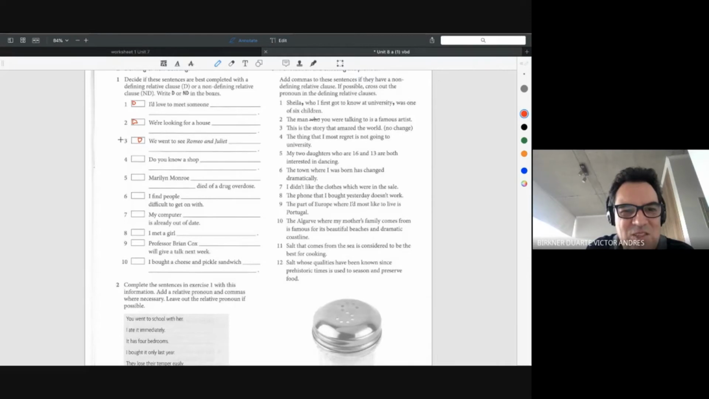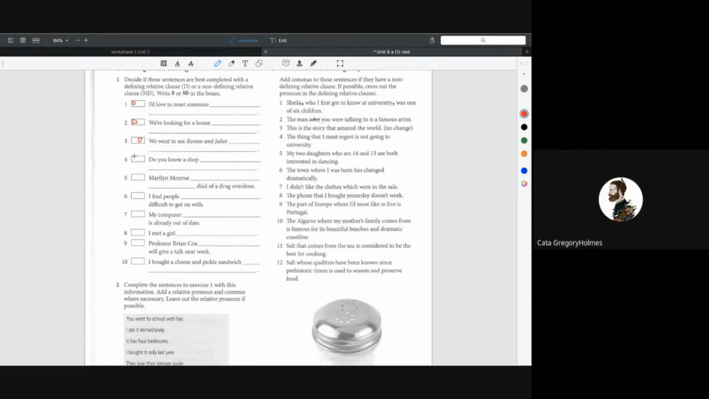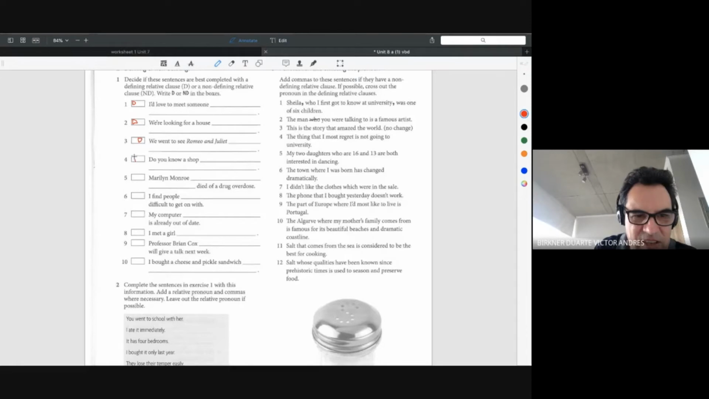Okay. Let's move on then to number 4. Do you know a shop? That's a defining too, I think. Defining too. Yeah. Then we're going to go one by one to see whether they are correct or not, right?